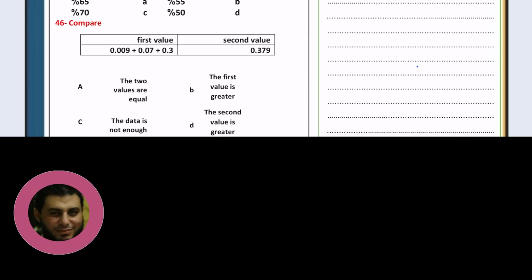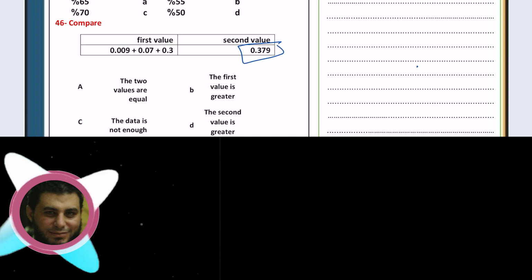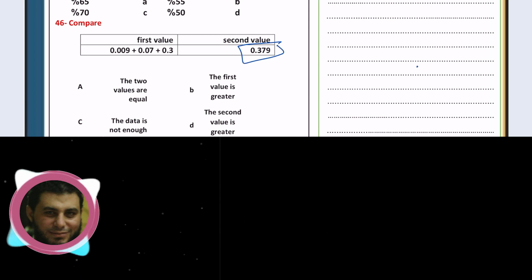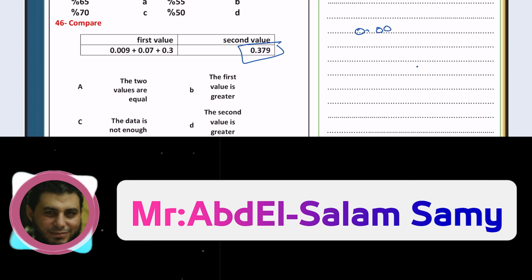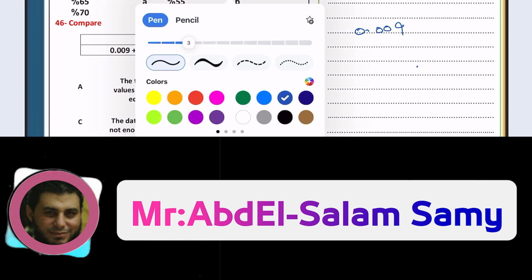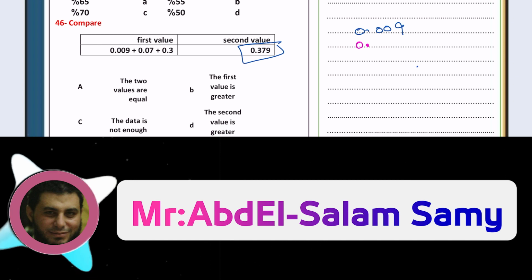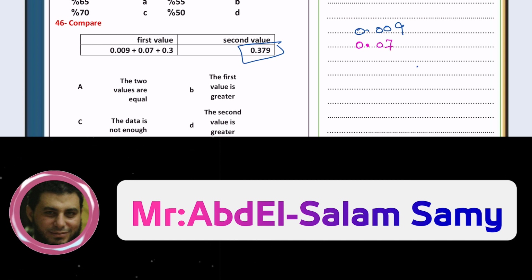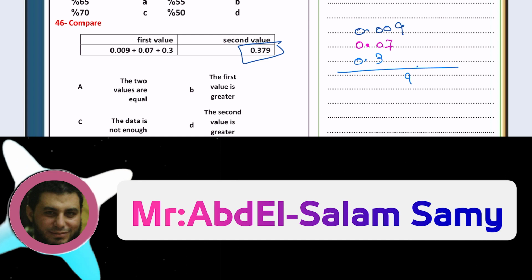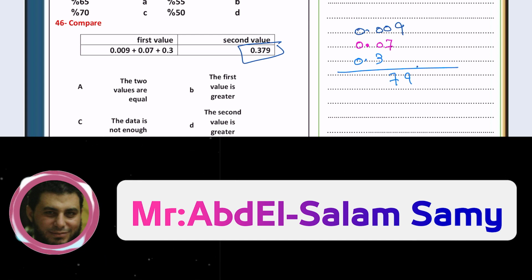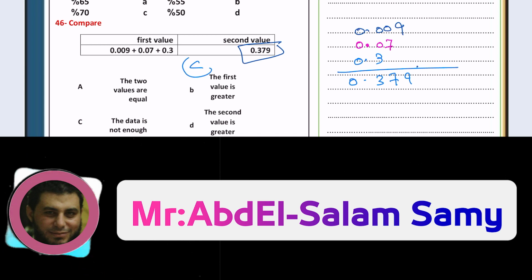Compare between the two decimals. Here I have nothing to do, but here I can find the answer. 0.009. Put the decimal point under the decimal point. So I will write here 0.07, and here I will write 0.3. And now you can add. 9 plus nothing will be 9. 7 plus nothing will be 7. And 3 plus nothing will be 3. 0 point. By the way, it's the same decimal, so I will choose letter C.